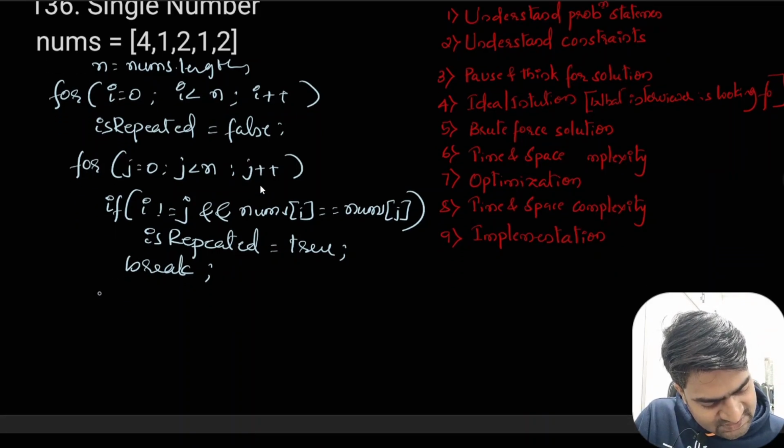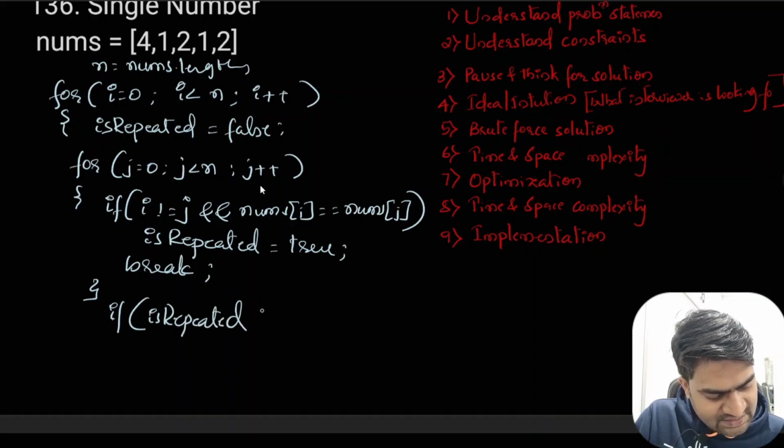Then at the end of the second for loop, maybe I'll put a bracket here. So assume our first for loop ends here. Then what I will do, I will check if is repeated. If it is repeated, basically we should check if it is not repeated. If it is not repeated, or for your understanding, I'll remove this.